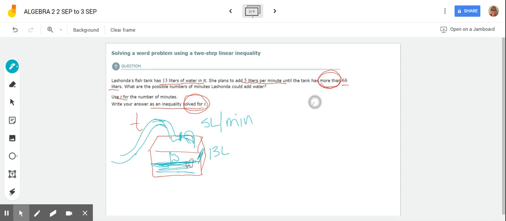Ask yourself, what does more than 68 mean? Here's 68. We want to go more than, that means above, which means that 68 is less than whatever we're going to get on the other side. And it can't be equal because it doesn't say more than or equal. It's more than. And so what are the possible minutes LaShonda could add water? Okay, so we're looking for time.